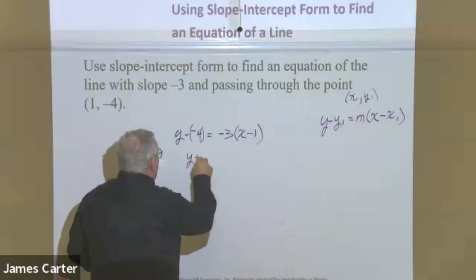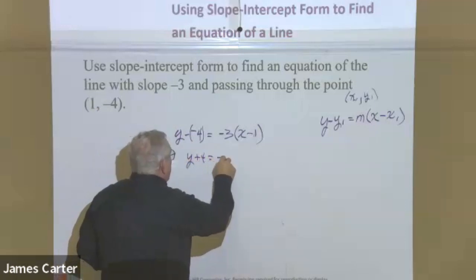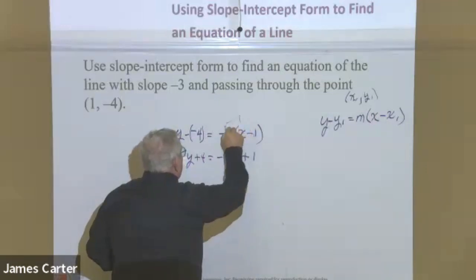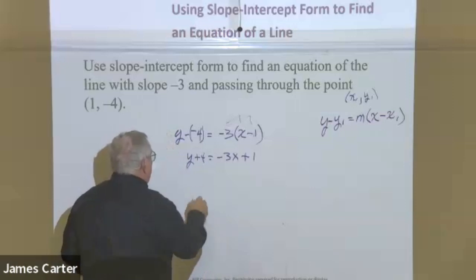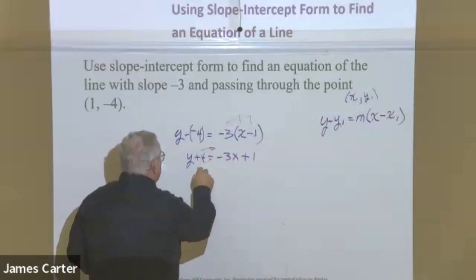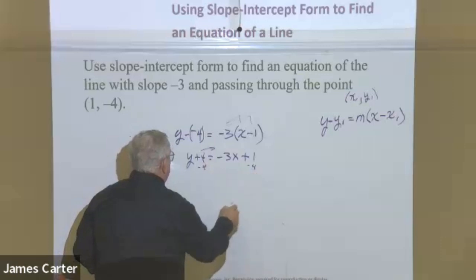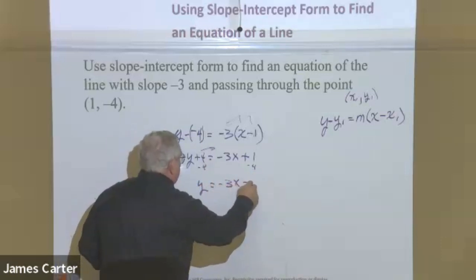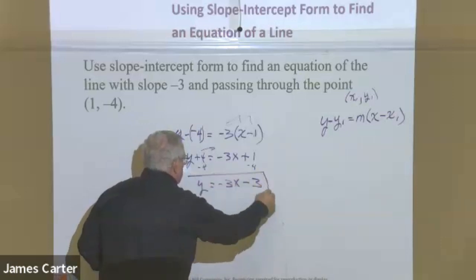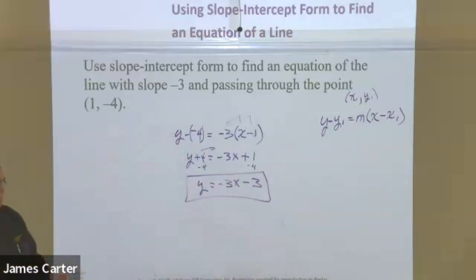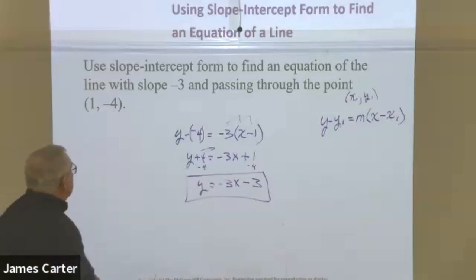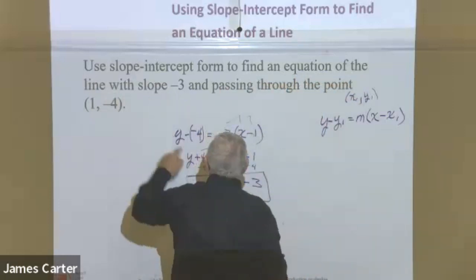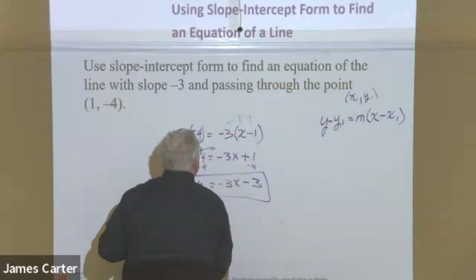Here, I get y plus 4 equals -3x plus 1. I distributed here and I distributed there. Now I need to take this 4 over, so -4 minus 4. Y equals -3x minus 3. And that's my equation of that line. And that's the way I want you to do any problem that says find an equation of the line. Okay?